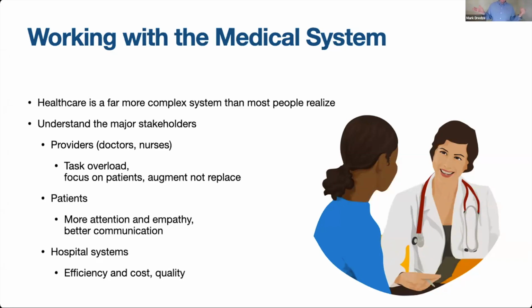Hospital systems want something else. Hospital systems want high quality care. They want patients that are healthy, that are doing well, but they also want to be efficient and they want to reduce costs. There are ways in which these are synergistic, but there are also ways where these are in tension with each other. And when you're talking about deploying generative AI systems in medicine, you need to be aware of these stakeholders and how they're interacting.